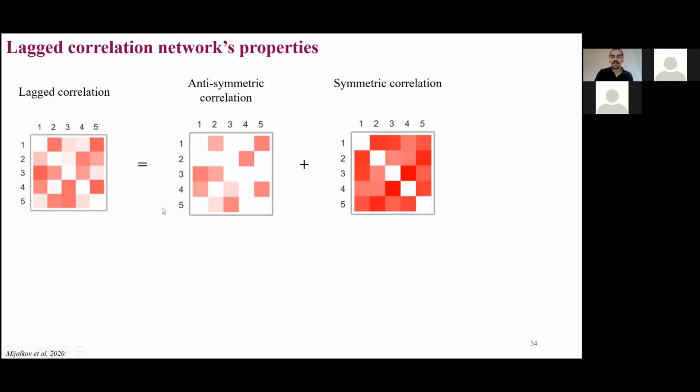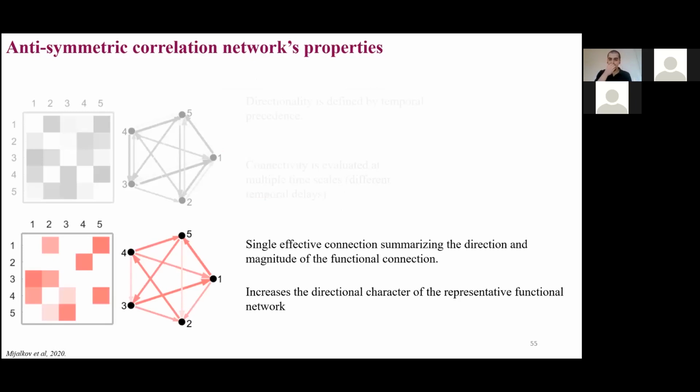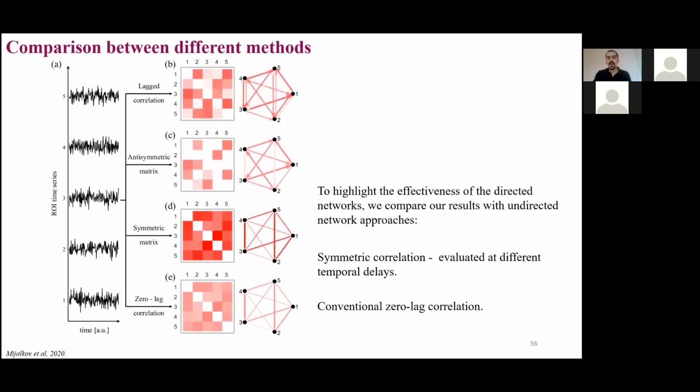So in this case, you have a highly directional network. In symmetric correlation, you basically have a symmetric network, and you just neglect the direction and calculate different connections at different temporal delays. And this really is a very effective method to represent the directional flow because you have a very good directionality character. And again, as I was saying, here we have a single connection summarizing the whole interaction between the two regions, and therefore this should be better to analyze and it should give us some more sensitivity in the analysis.